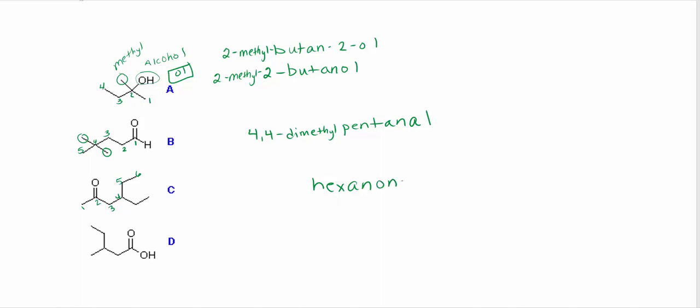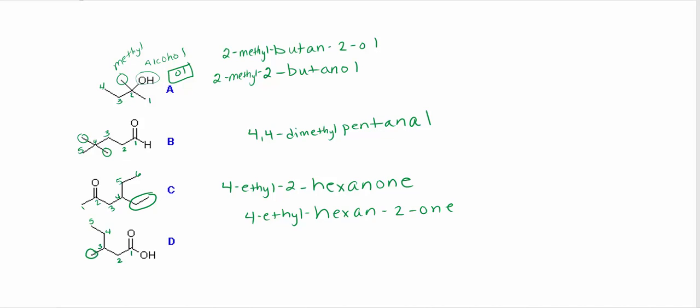So I put the O-N-E, one ending at the end, and I need to say where that is. Now this is another one where you could have the number inside. It's okay with me, whatever makes you happy. And then we need to talk about our substituent. Now our substituent is at carbon 4, and it is an ethyl group. So this would be 4-ethyl-2-hexanone, or 4-ethylhexan-2-one.